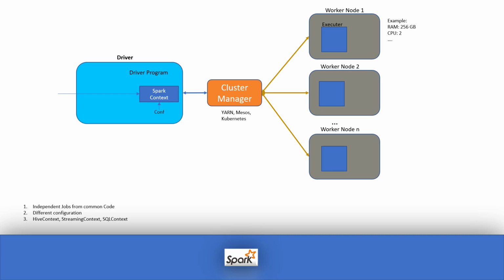If you look at this diagram carefully, you have the driver on the left hand side. In the driver, you can submit the applications. It has SparkContext, which receives a configuration parameter. On the right hand side you see worker nodes from 1 to n. Within the worker node, you have the executor. Within the executor, you can run tasks. In a worker node, you can have more than one executor.